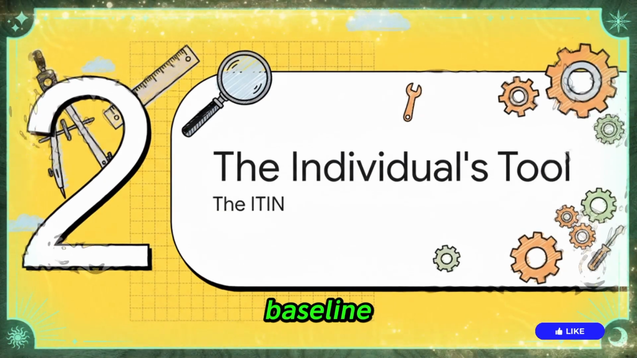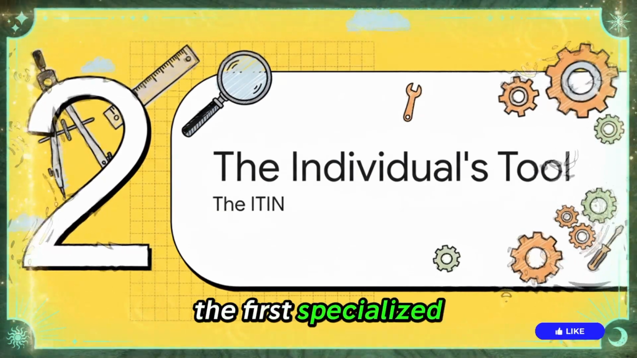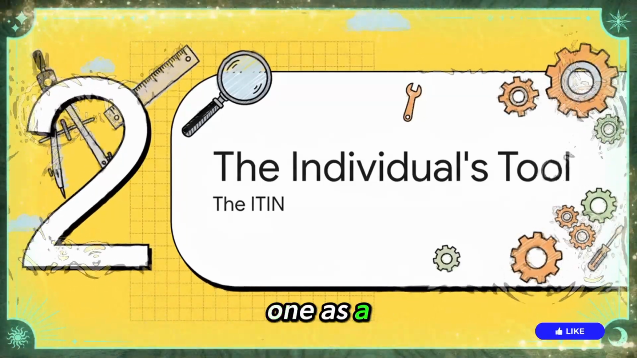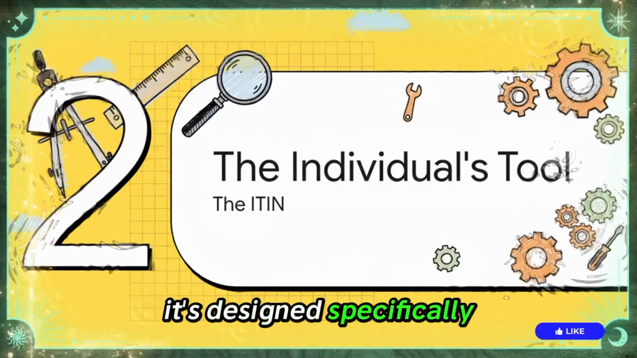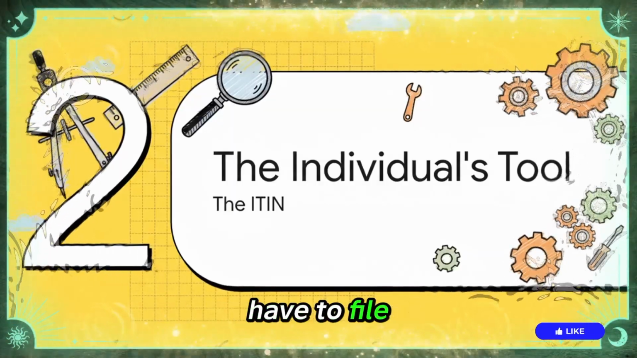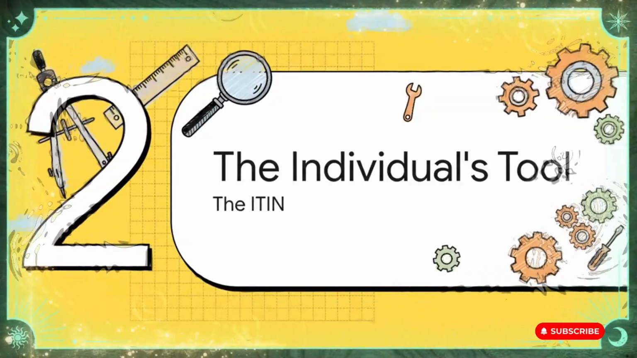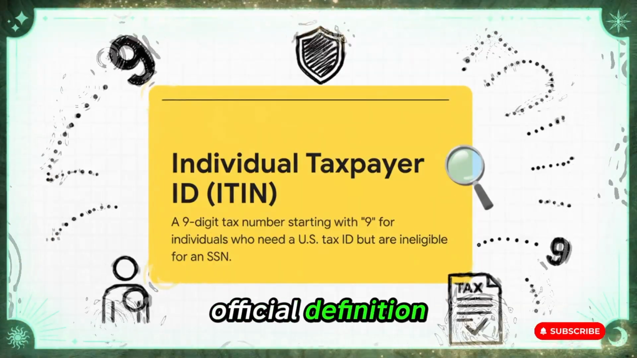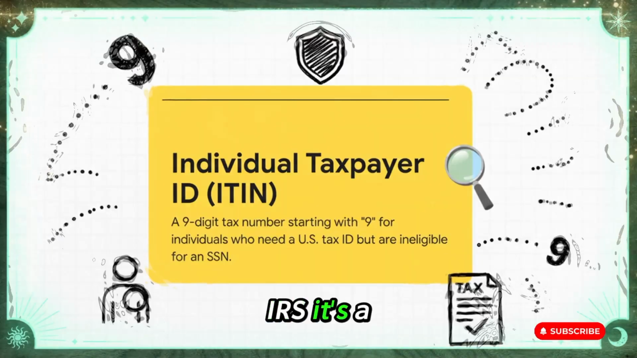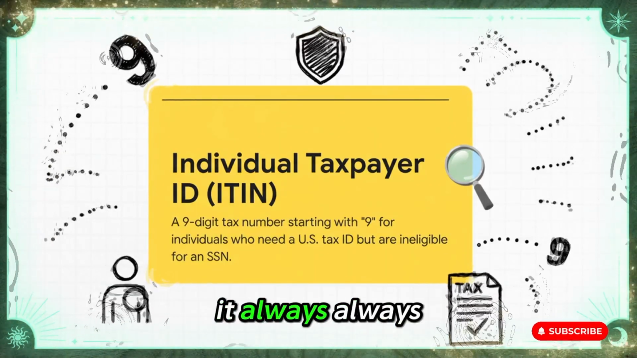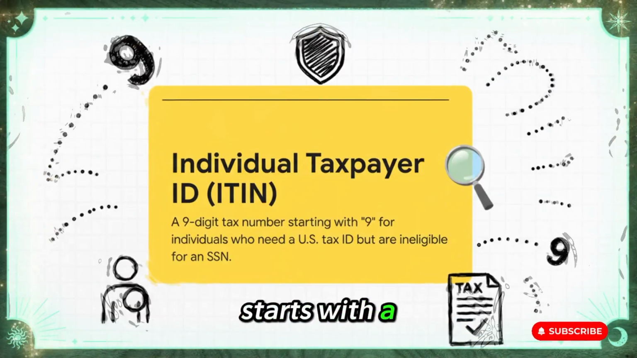So now that we have our baseline, let's pick up the first specialized tool from our toolbox, the ITIN. Think of this one as a precision instrument. It's designed specifically for individuals who have to file taxes with the IRS but aren't eligible for a social security number. And here's the official definition straight from the IRS. It's a 9-digit number, and here's the telltale sign. It always starts with a 9.